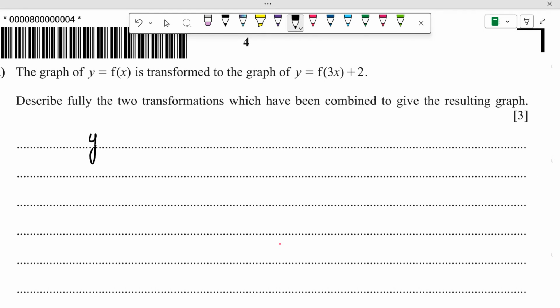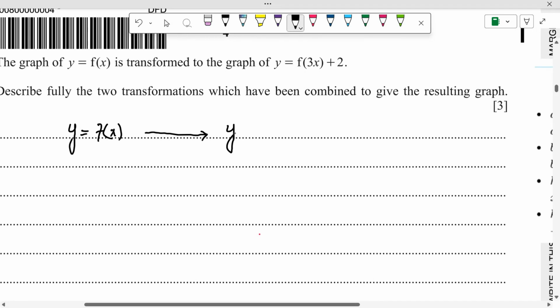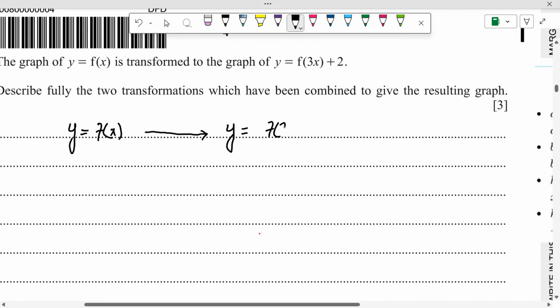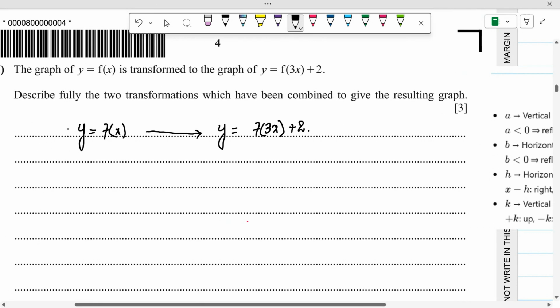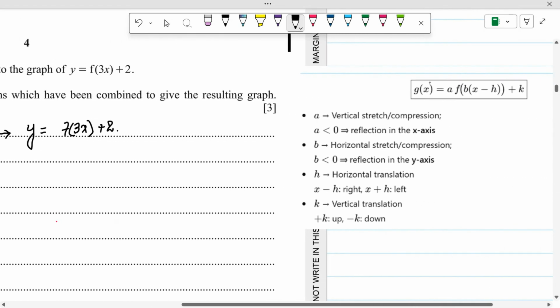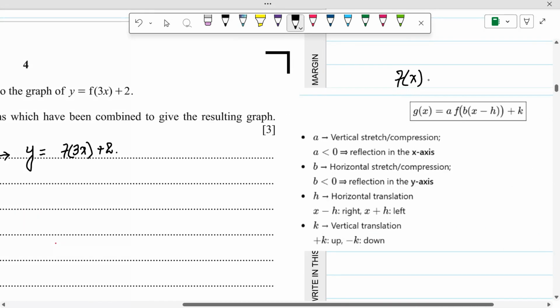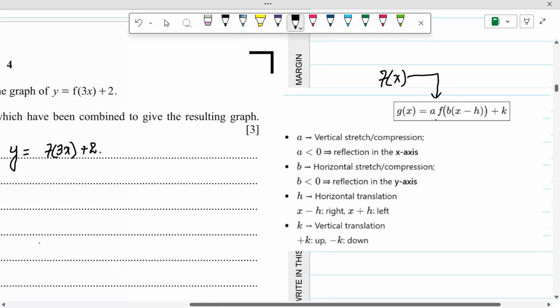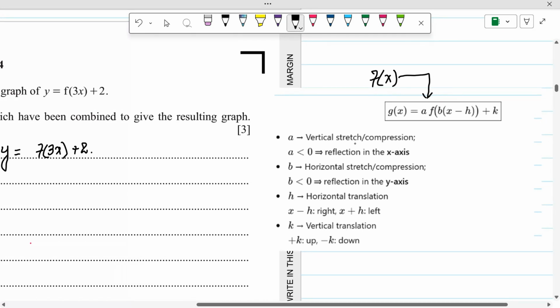We have the graph y is equal to f of x, which has been transformed to y is equal to f of 3x plus 2. You can see that this f of x has been transformed to f of 3x plus 2. And we know that if we have the f of x and it has been transformed to this form, which involves many transformations. For example, A shows the vertical stretching and compression, B shows the horizontal stretching and compression.